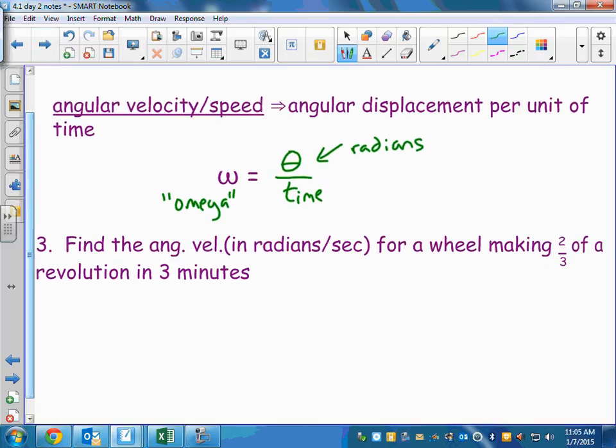Let's write what we have. We know that the wheel is, that's a really slow moving wheel. It's only going 2/3 of a revolution in 3 minutes. Right? That's what they tell us. We want to make that into radians per second. So let's do the non-trig part first. How many seconds are in a minute?